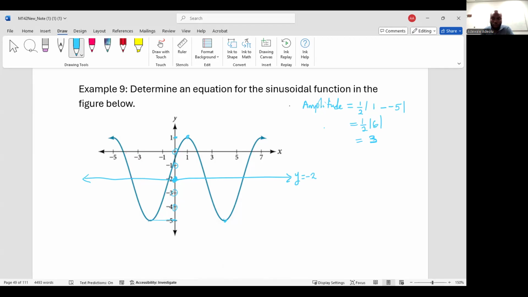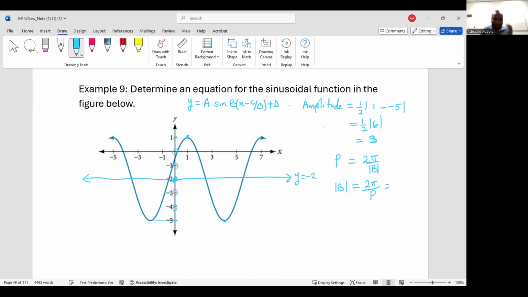Okay, what do we need next? Remember, our general formula is A sine B into X minus C over B plus D. We know A, we know D. Let us find B. Now, how do we find B? We know that period is related to B by 2 pi over the period. So we can find B by saying 2 pi divided by period.